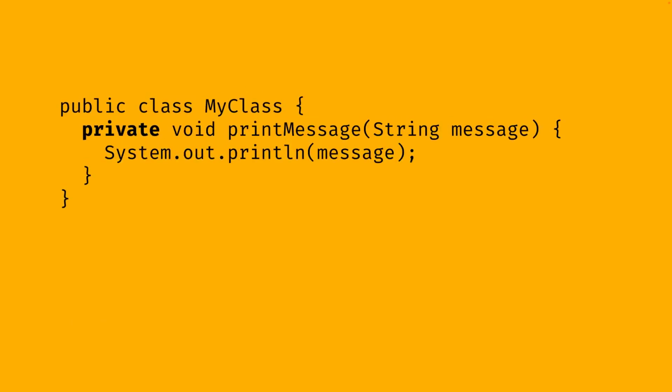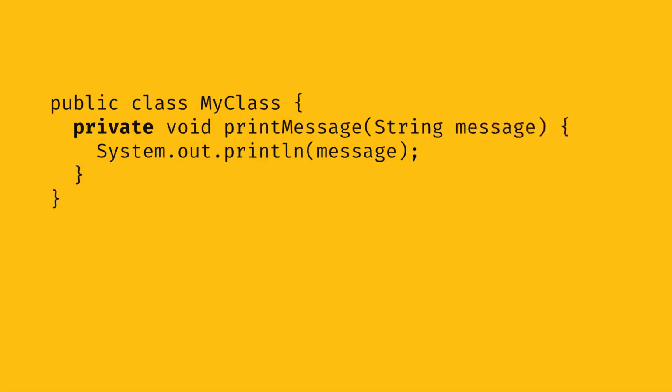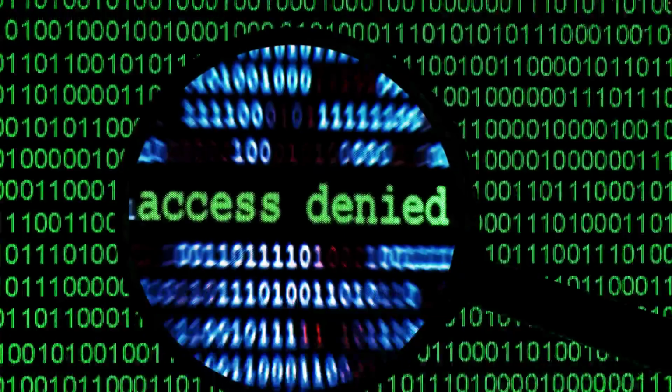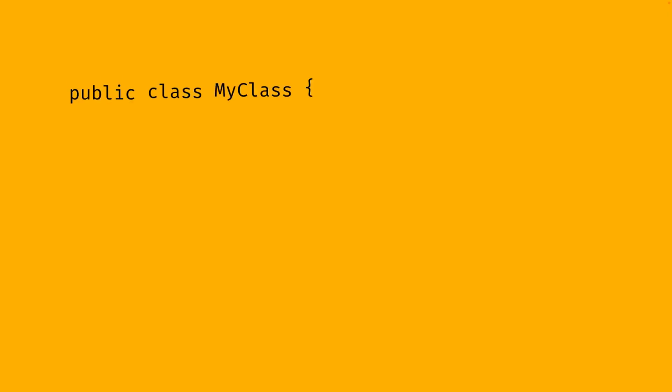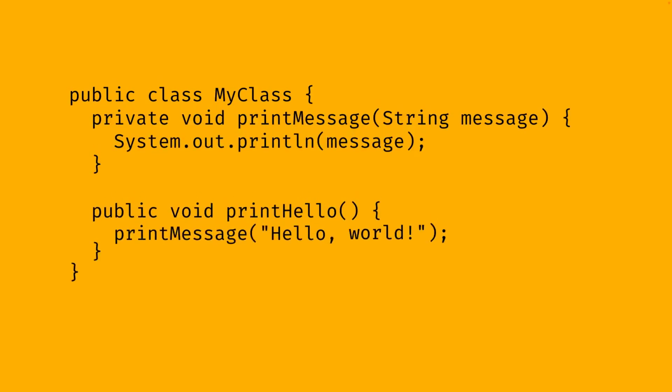The private method is a class member that can only be called from within the same class. So this one, the printMessage that's private, can only be called from within the myClass class. From another class, you would not be able to call printMessage directly, as it's marked private. But you could call it from another method in myClass, as being done here. In printHello, we have access to printMessage, so we can call it.